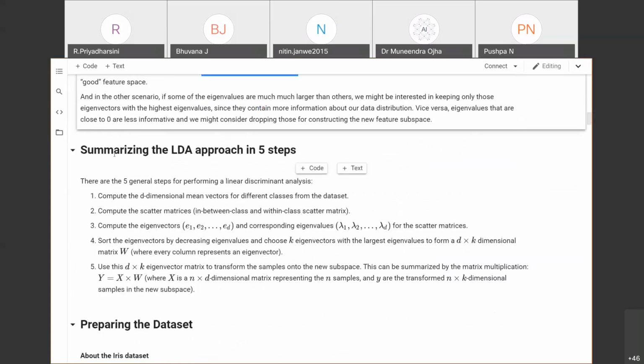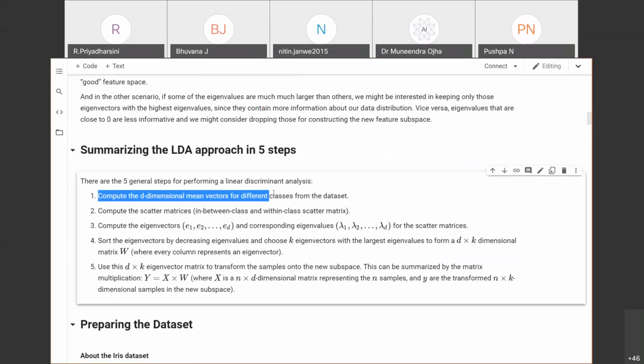Now, how to perform LDA? LDA can be performed in 5 steps. First, we compute the d-dimensional mean vector for different classes from the data set. So for every class, we have a d-dimensional mean vector. For every dimension we calculate the mean, and then we calculate the vector for those many classes. Compute the scatter matrices. We calculate two scatter matrices: the between class scatter matrix and the within class scatter matrix.